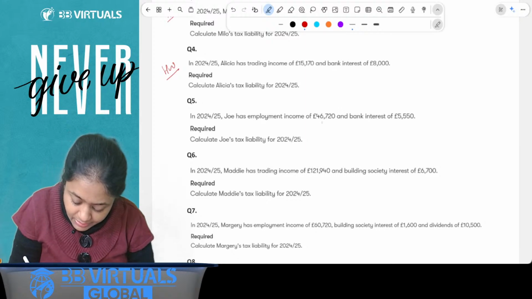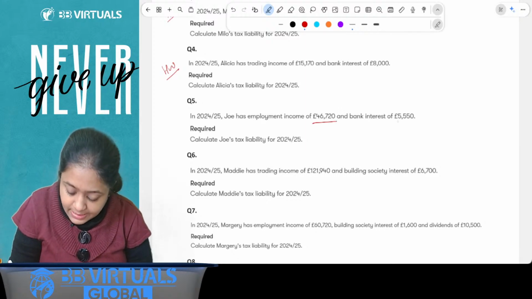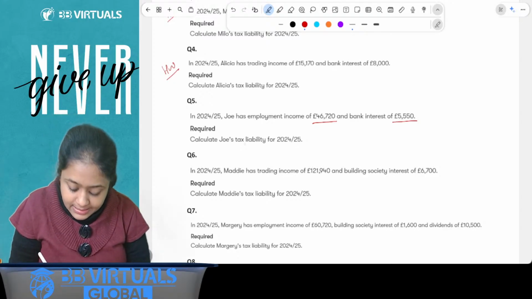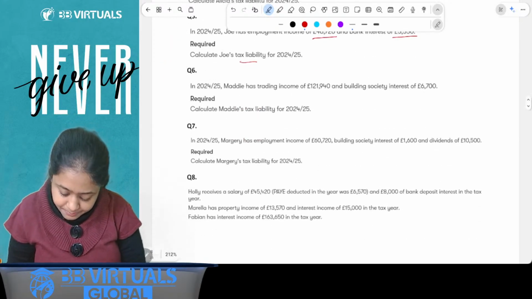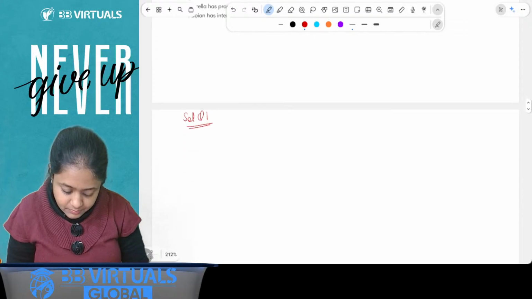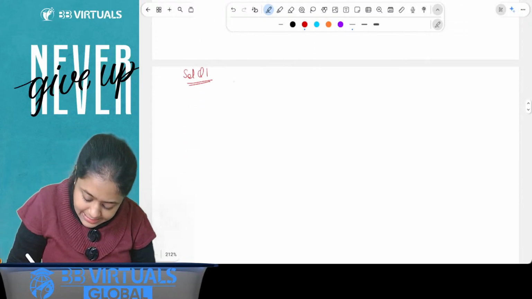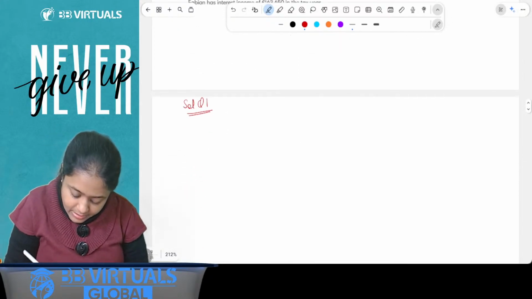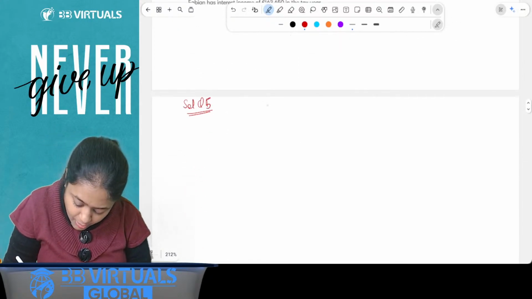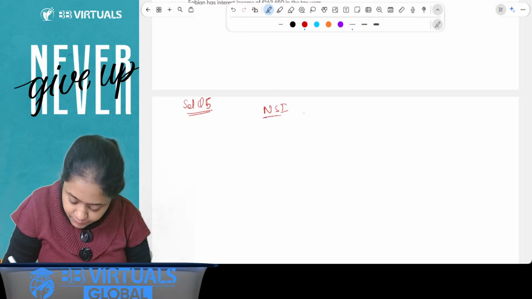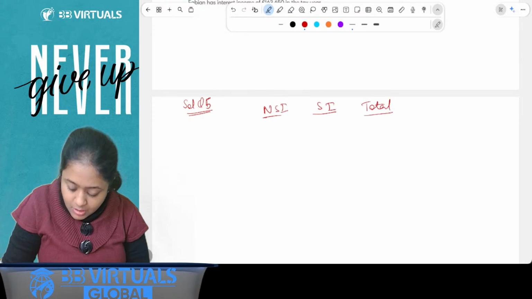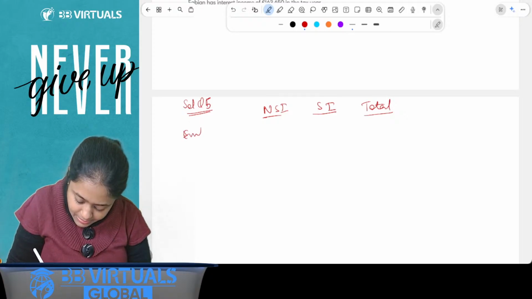So here we have an employment income of 46,720 and bank interest of 5,550. Let's calculate the tax liability. So I'm calculating the tax liability and I'm doing the solution for question 5. Employment income is, here we have two categories, SI, NSI and total. So first I will write employment income.